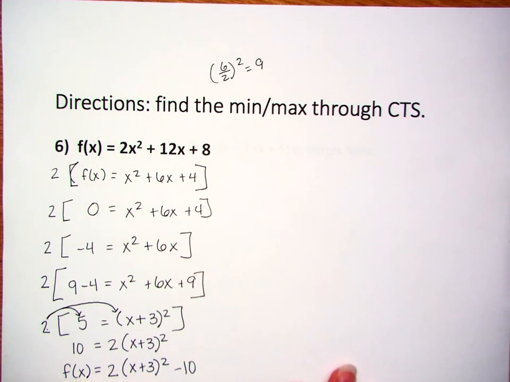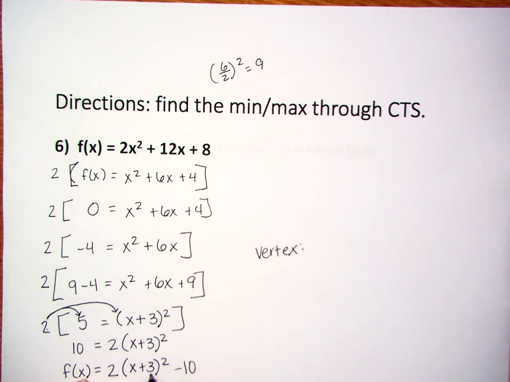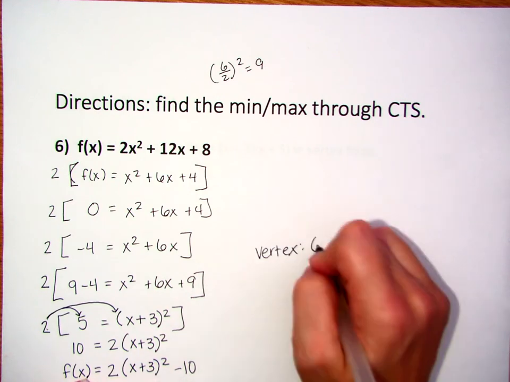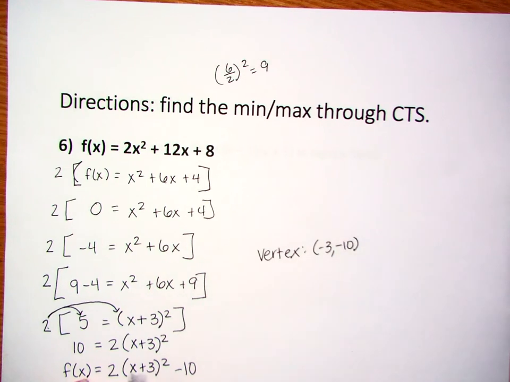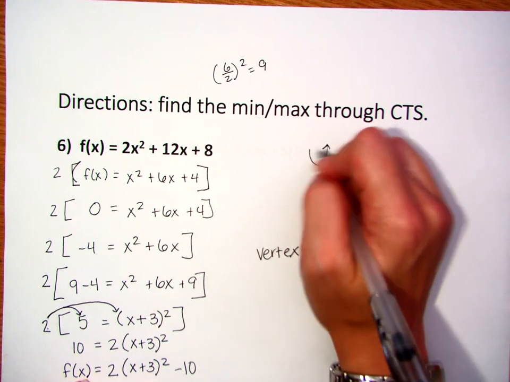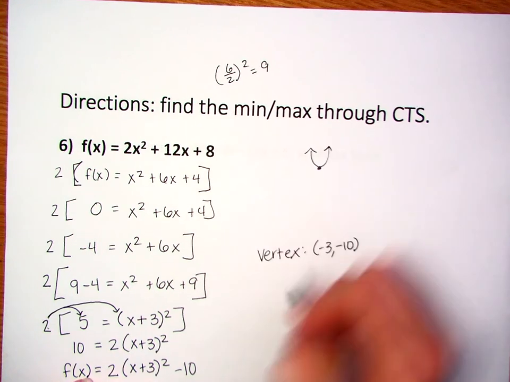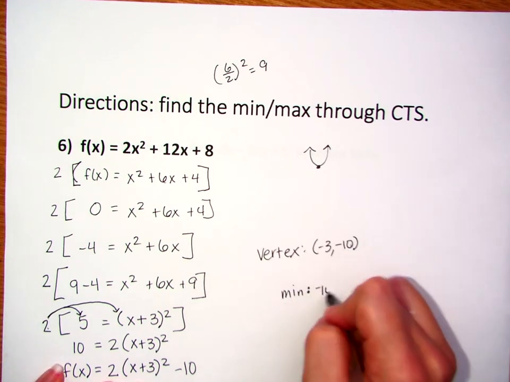And so now we could easily find our vertex here. If we were looking at our vertex, we think inside opposite, so the opposite of 3 would be negative 3, and then we have that negative 10. And so look at the value of a, and the value of a is positive, which means what we're going to have again is a minimum value. So what's the minimum value? Well, it's this number right here, negative 10.